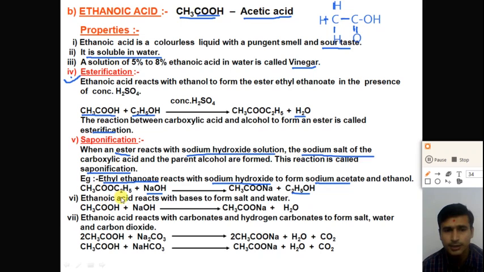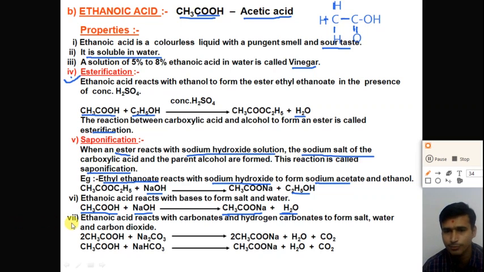The fifth property: ethanoic acid reacts with a base to form a salt and water. So when ethanoic acid CH3COOH reacts with NaOH, it forms sodium acetate, CH3COONa, plus H2O. Here the ethanoic acid reacts with a base to form a salt and water. Ethanoic acid CH3COOH plus NaOH gives CH3COONa, sodium acetate, and water, right?